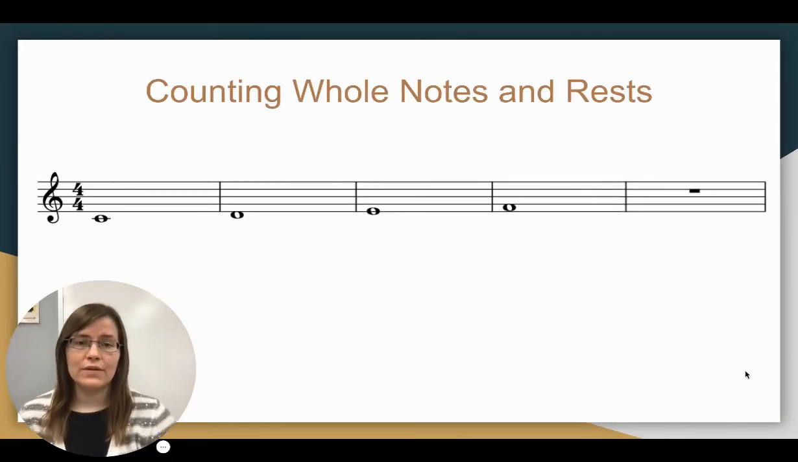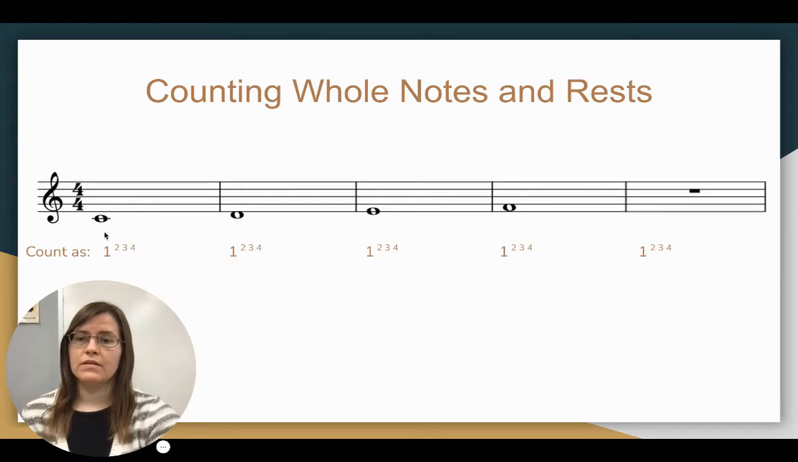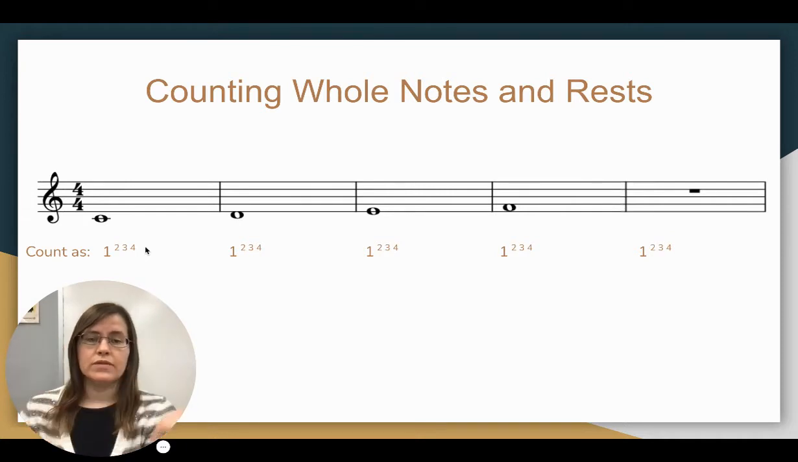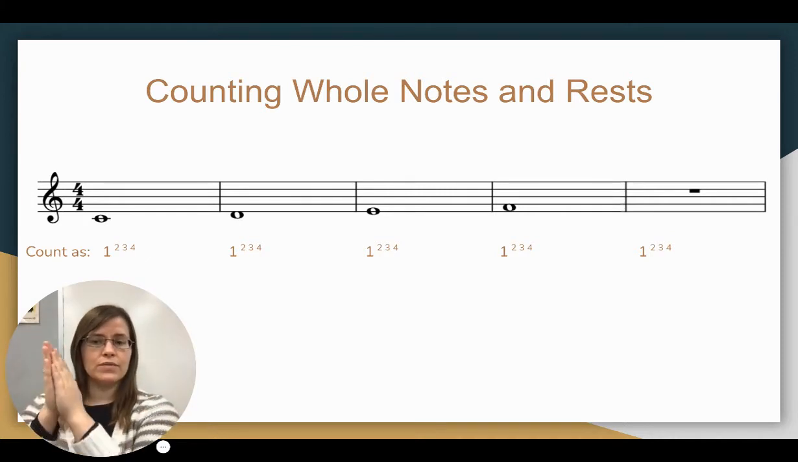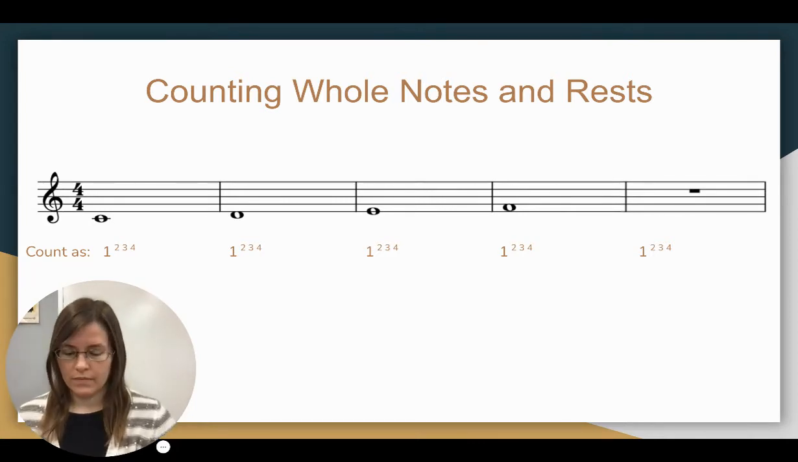Now let's talk about how to count these things. When we count, you always want to start with 1. Every measure is a new downbeat, or we start back at 1. So we would count these as 1, 2, 3, 4. You would clap on 1, and then you hold it for 4 beats. So if we clap, we're going to go 1, 2, 3, 4. If we play it, we would play it as 1, 2, 3, 4. You hold it for 4 beats.